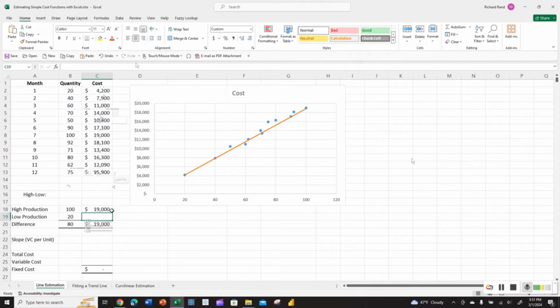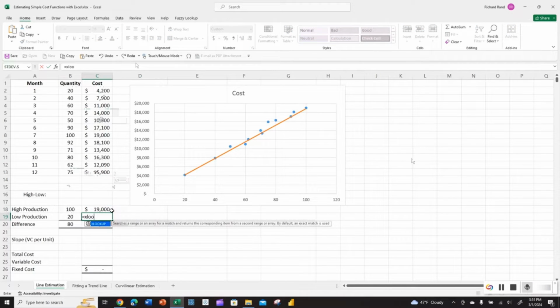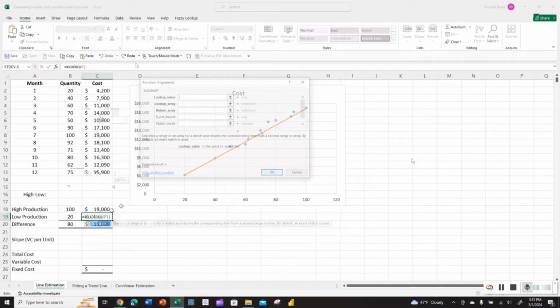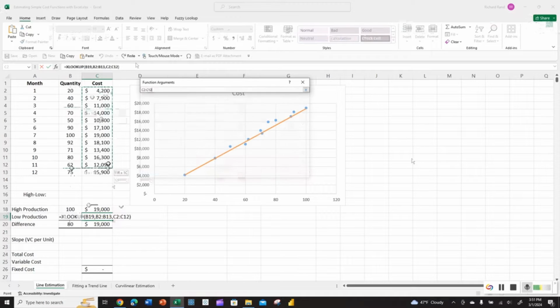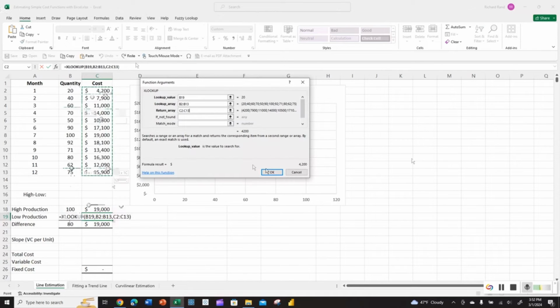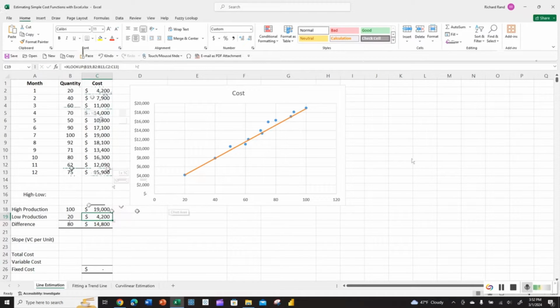And I can do the same thing for my low production, equals XLOOKUP. Control A, I'm looking for this item. I'm looking for it in this array under quantity. I want to return the associated value in the cost column, and there it is. So what I've done is I've figured out my high production and my cost associated with the high production, my low production and the cost associated with the low production.